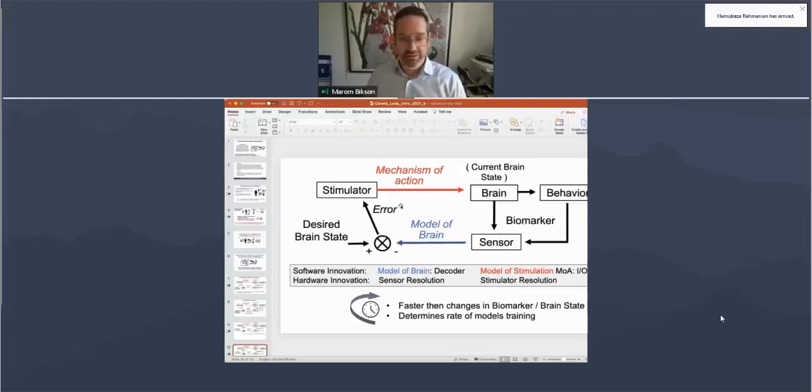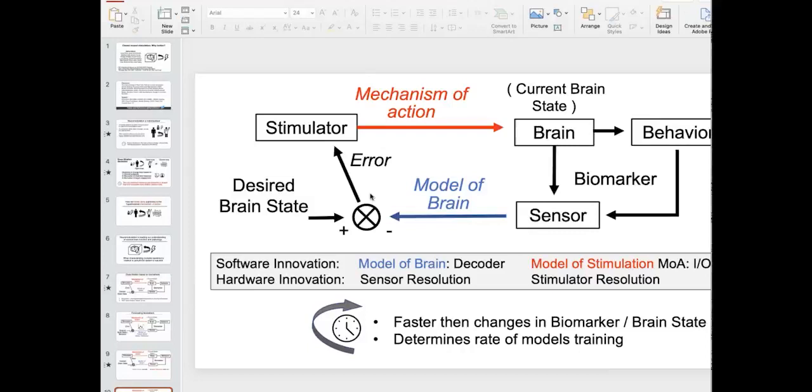And going back to the concept of speed, which I think should come up all the time, when we're going through this loop, one thing to keep in mind is you want this loop to be faster than the change in the biomarker or brain state. Meaning if it takes us 10 minutes to go around, and at this point the brain state has changed, we've missed the target, right?